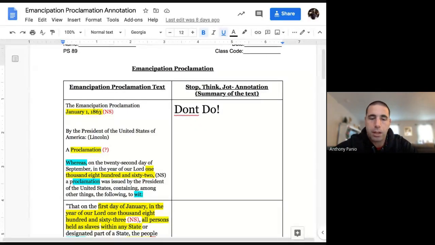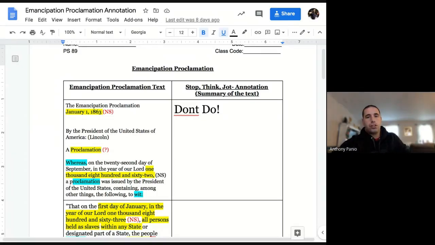So we're going to get used to looking at a text and then trying to put it into our own words, because the meaning of the text is where the answer lies to why Lincoln did it. If you read the actual proclamation, you will be able to infer why he does this. All right, and it's a pretty great move, if you ask me.